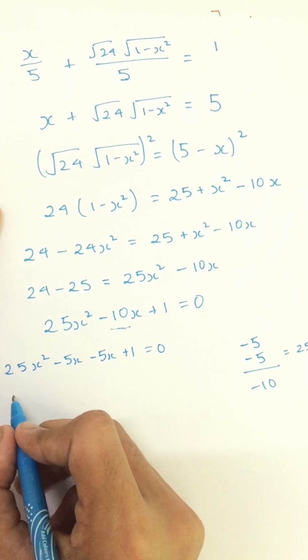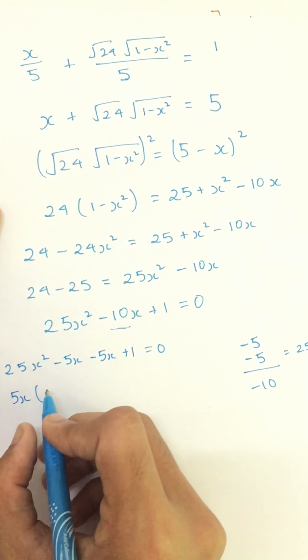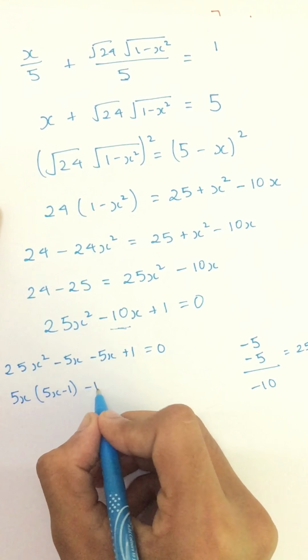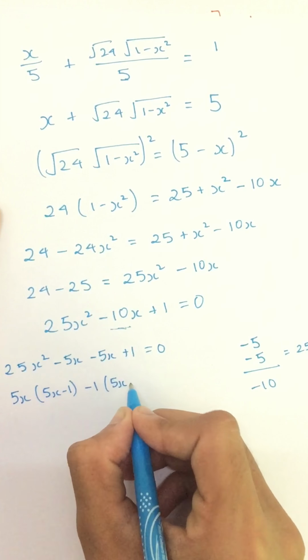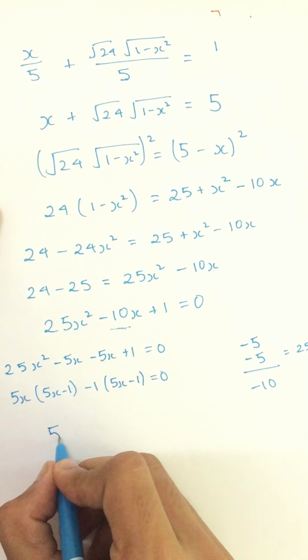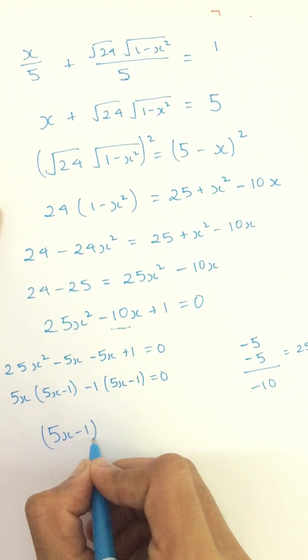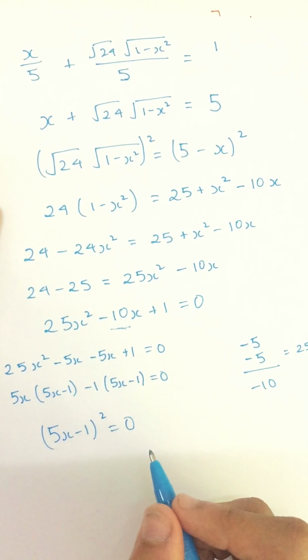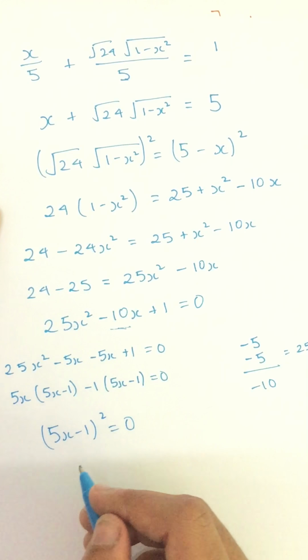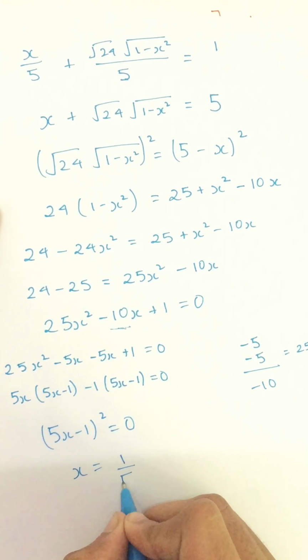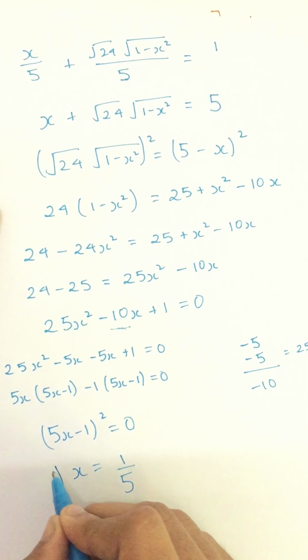I can just take 5x common from here, and I get 5x minus 1, and I can take minus 1 common here and I get 5x minus 1 equals 0. So it is nothing but 5x minus 1 whole square equals 0. So I can simply write my x as 1 over 5, and that's the final answer.